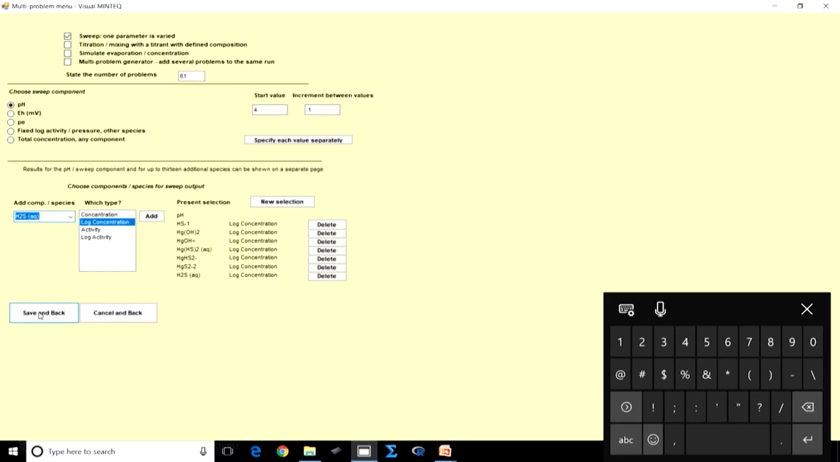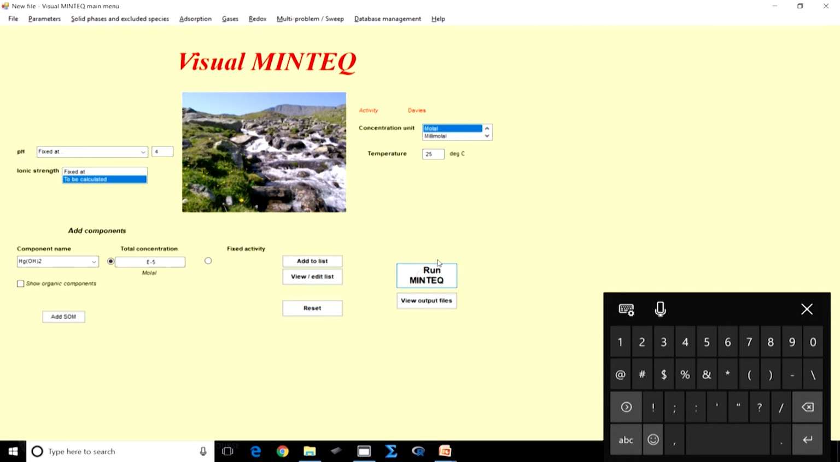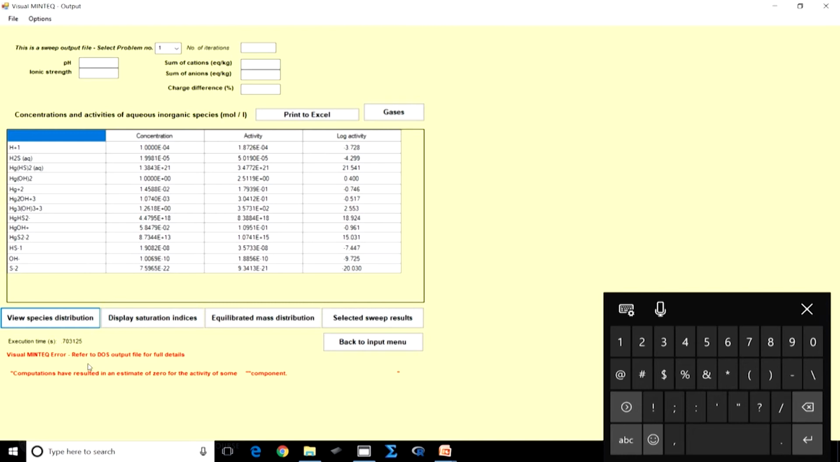And I'm going to ask, so view list, we looked at that, run MINTEQ, let's say. So here there is some issue. What is the issue there? Computations have resulted in an estimate of zero for activity of some component. So anyway, the system that you specified is remarkably complex. That's why Visual MINTEQ itself had trouble arriving at the solution, right?